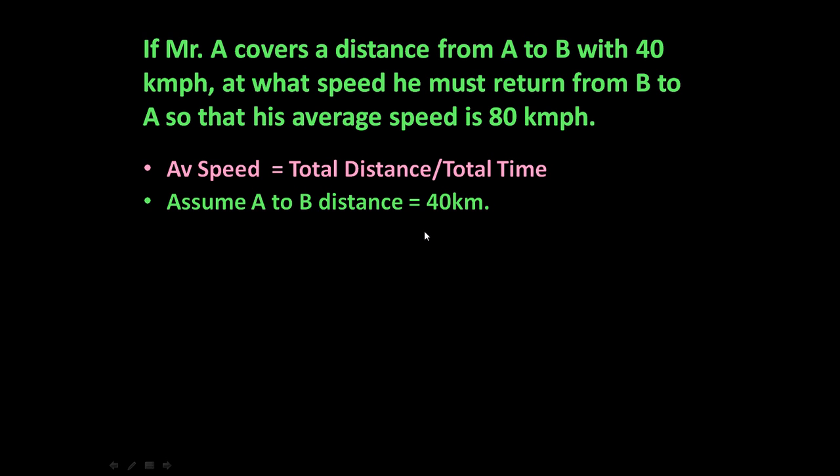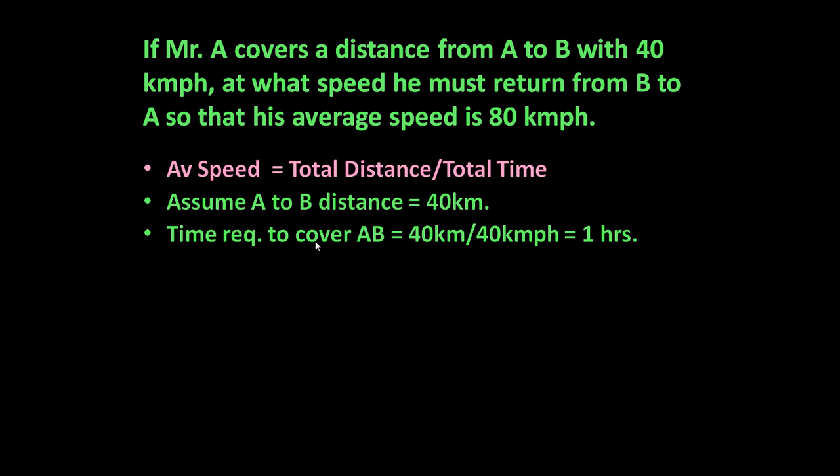So total distance will be 80 km, and time required to cover A to B is 40 km divided by 40 km per hour, because he is going with a speed of 40 km per hour. So time required to cover distance AB is equal to 1 hour. Now at what speed he must return from B to A? So this speed we have to determine, but we don't know how much time he takes from B to A. So let us assume he takes T hours when he travels from B to A. So total time will be how much from A to B and B to A? 1 hour plus T hours.